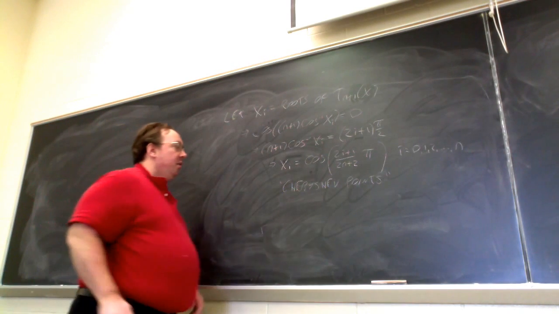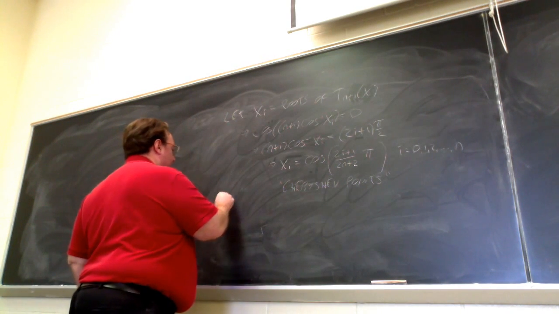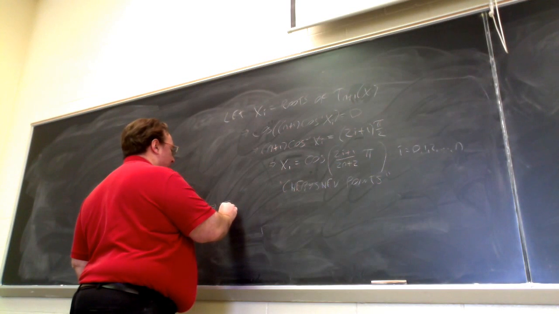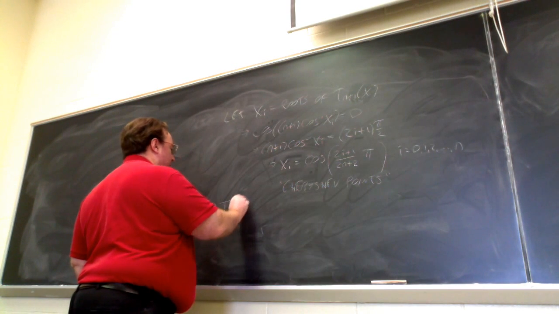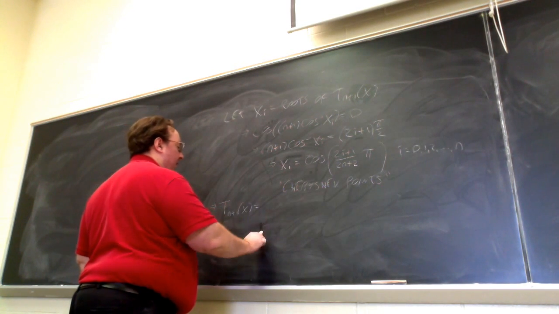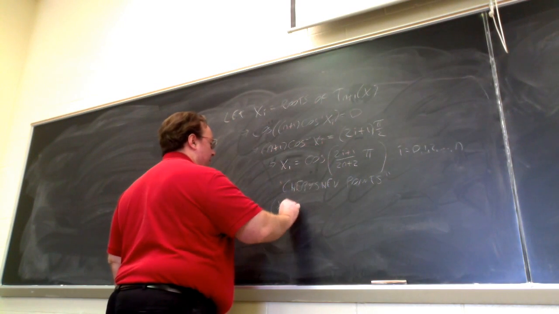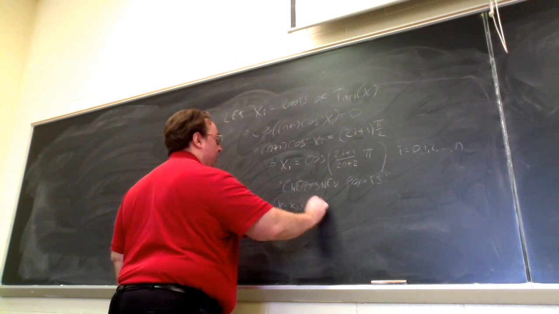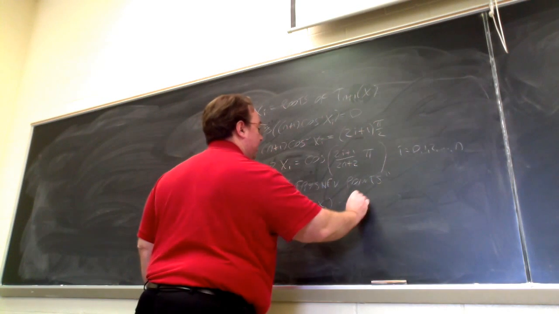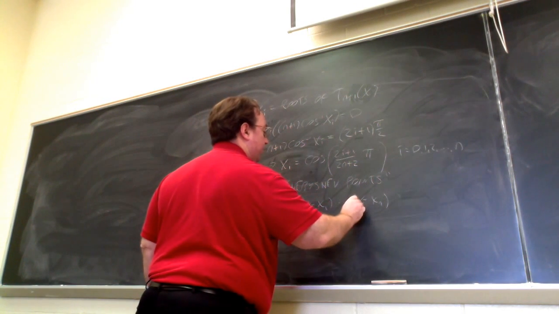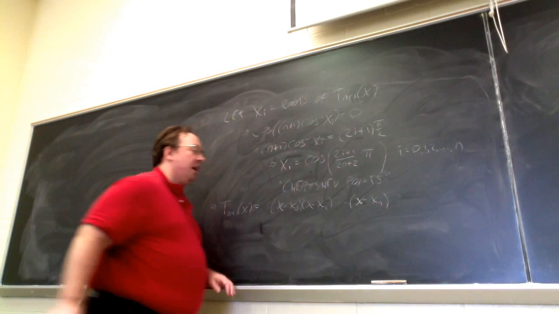Now, what that means is each Chebyshev polynomial, like T_{n+1}(x), I can write it in factored form: x minus x0, x minus x1, all the way down to x minus xn, because these are the roots. Except I've forgotten one thing.